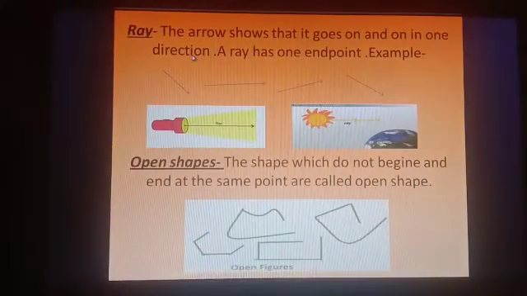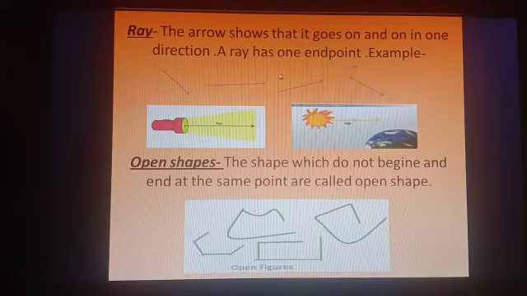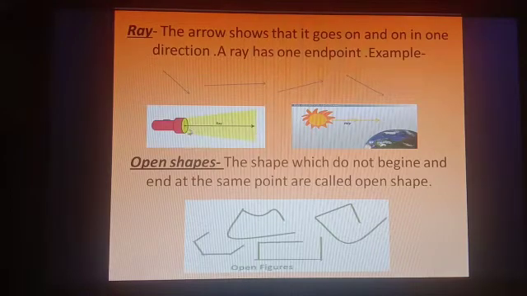Next, the ray. The arrow shows that it goes on and on in one direction. A ray has one endpoint. You can see the example, a torch and the sunlight. The torch, from where the rays are coming out, that is the endpoint, and it is endless in the direction it is going ahead. So it is going on and on, that's why the arrow is shown here, and there is the point. It means that is the endpoint. It means the ray has one endpoint.